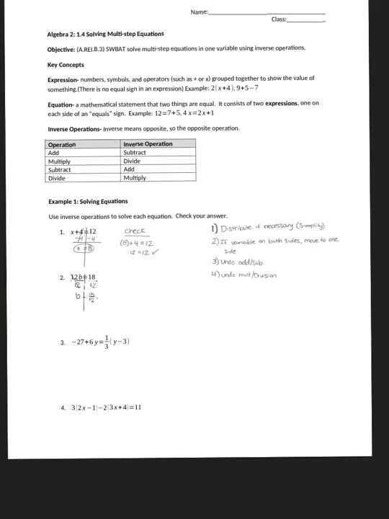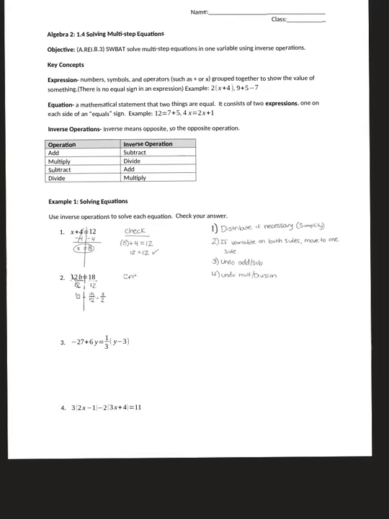Now, in Algebra 2, we really don't like to turn those into mixed fractions. So what I'm going to do is I'm just going to simplify or reduce. So 18 over 12, those can both be reduced by 6. So 6 goes into 18 3 times, 6 goes into 12 twice. So my answer is 3 over 2.